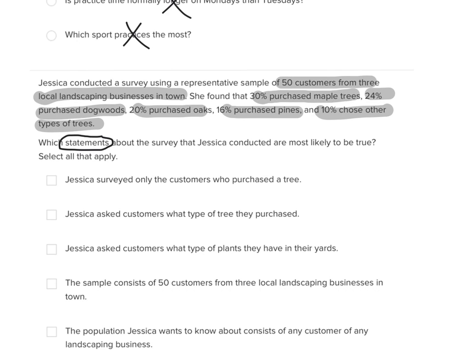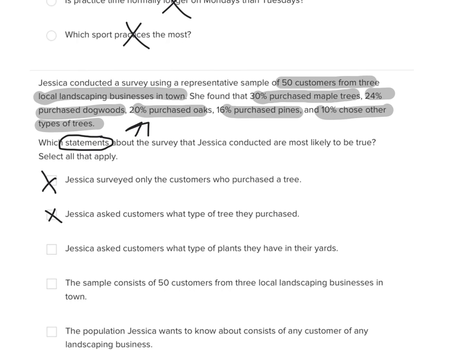Do you think it's true that Jessica surveyed only the customers who purchased a tree? I do, because in her results, that's the only thing that's talked about is trees. And I'm pretty sure a nursery or a landscaping business would sell more than just trees, but these results were all about trees. Jessica asked customers what type of tree they purchased. I believe she must have.